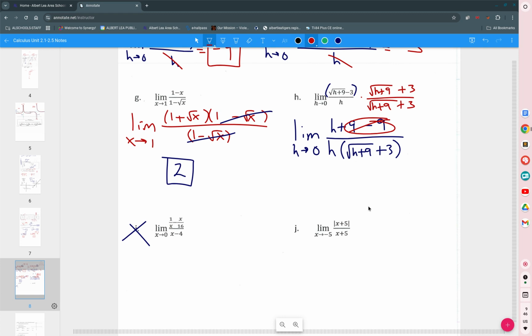Now it's gone. So we have the limit as h goes to 0 of 1 over the square root of h plus 9 plus 3. Plug in your 0, and we get 1 over 6. Sweet. Pretty cool.